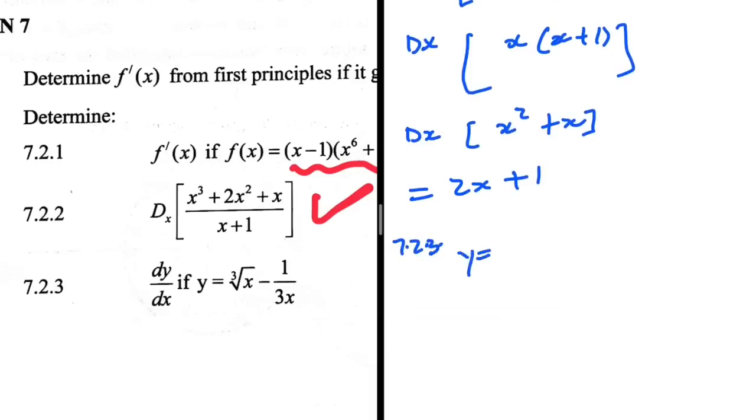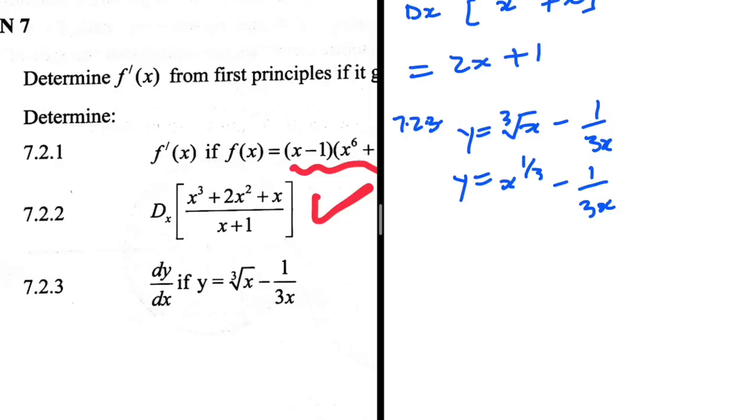7.2.3, y is equals to the cube root of x minus 1 over 3x. So we want to rewrite this in the following way. y is equals to x to the 1 over 3 minus 1 divided by 3x. Okay, let's take that x from the numerator to the denominator. y will be equals to x to the 1 over 3 minus 1 over 3 x to the minus 1. So when it was on the denominator, it was x to the power 1. If we take it up to the numerator, we just need to change the sign from x to the power 1 to x to the minus 1.